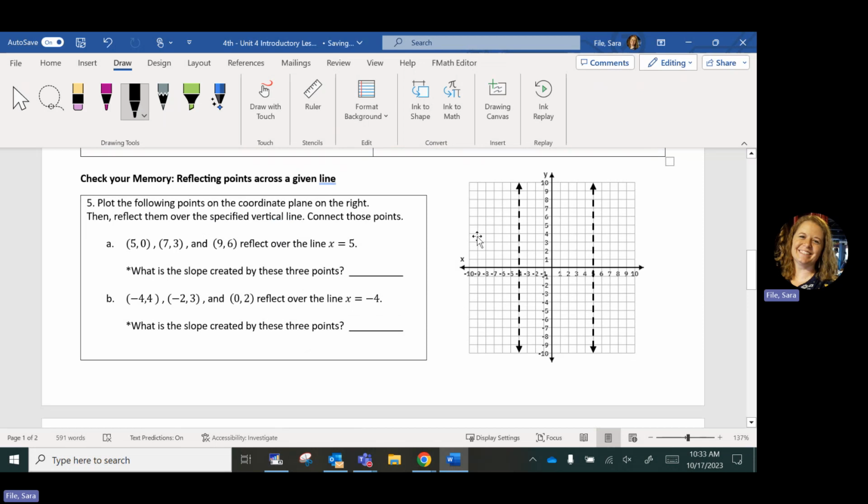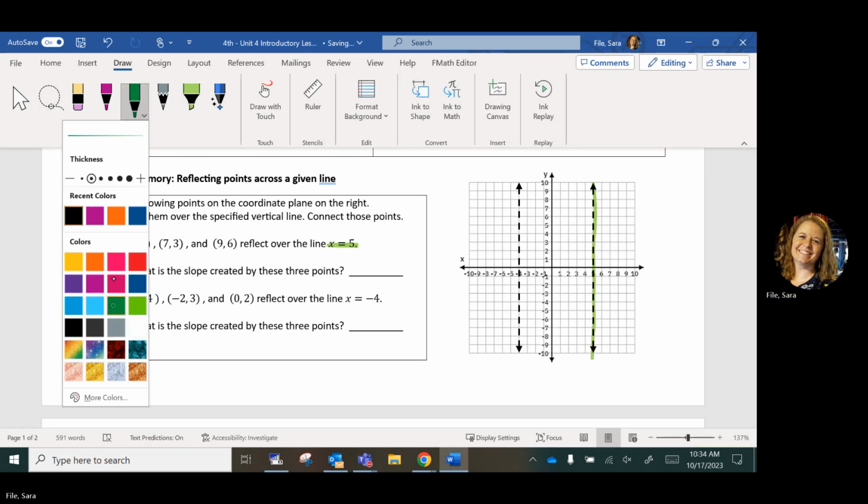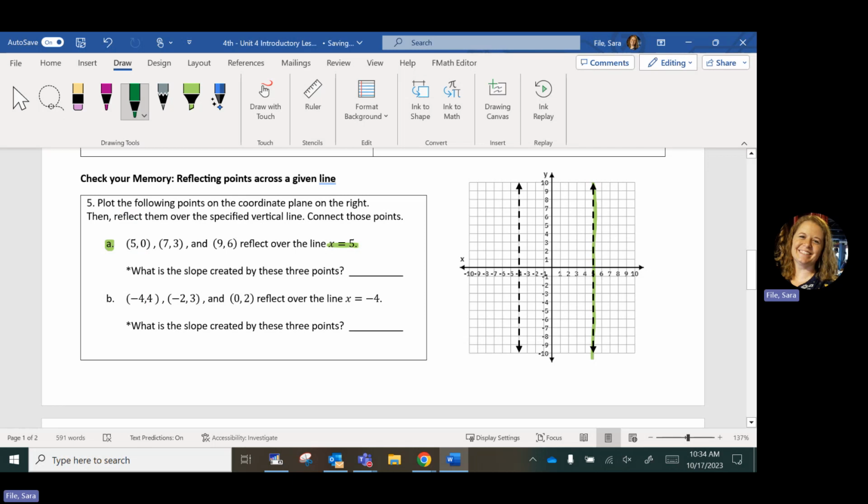All right, so let's kind of put some of this together, work our way back into absolute values. If I'm going to plot a point or a set of points, and then I'm going to reflect them across the vertical line. Okay, so I'll do A in green. There's a vertical line at x equals 5. It's already graphed here. I'm just going to highlight it. And they want us to plot 5, 0. That's on that dashed line. 7, 3.